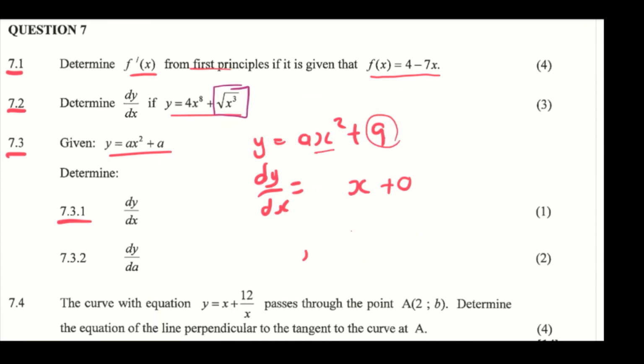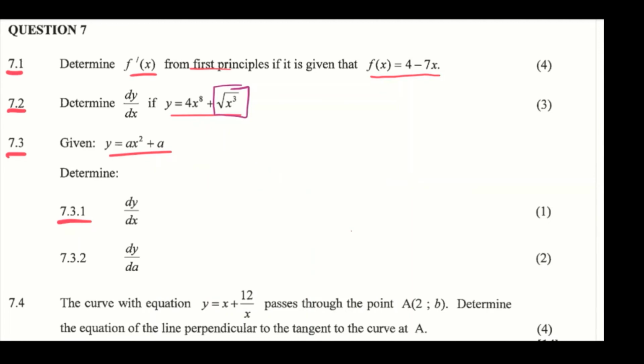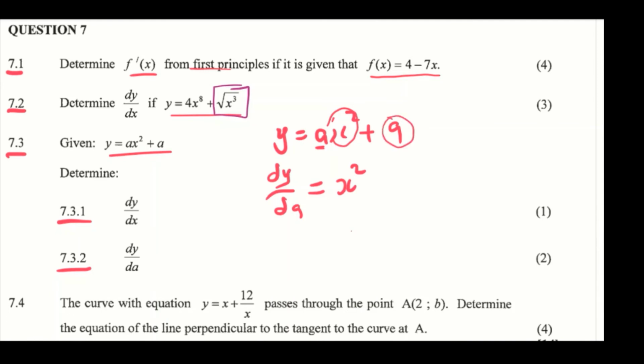So now let's do another one. 7.3.2, we are asked to derive, let me just write the equation. So it's y equals ax squared plus a, right? So deriving y with respect to a. So when you derive this a here, it will remain. So it's going to be x squared, and then deriving a, it's going to be plus 1, right? So this would be our final answer for this problem here.